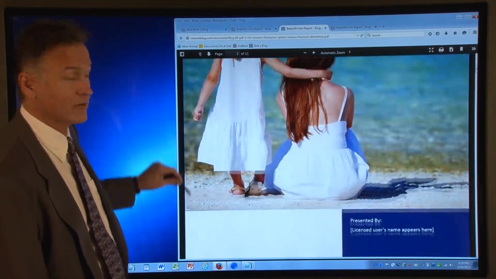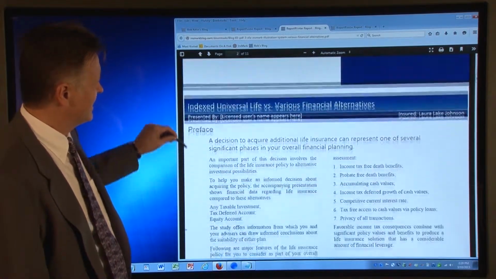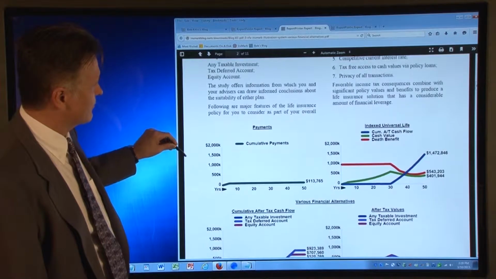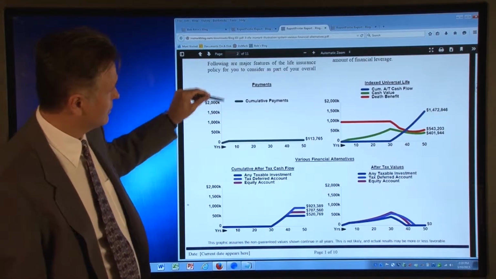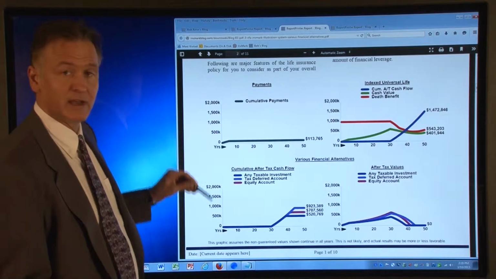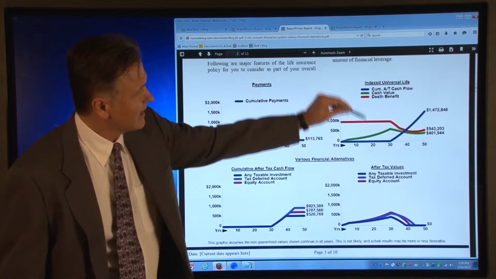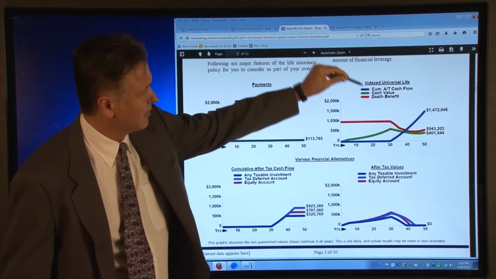Again, here you can have a cover page if you want, you don't have to. And then this is the first page of the various financial alternatives presentation. Here you can see cumulative payments, $113,000 over 5 years. And then here's what's happening with the cash value policy.